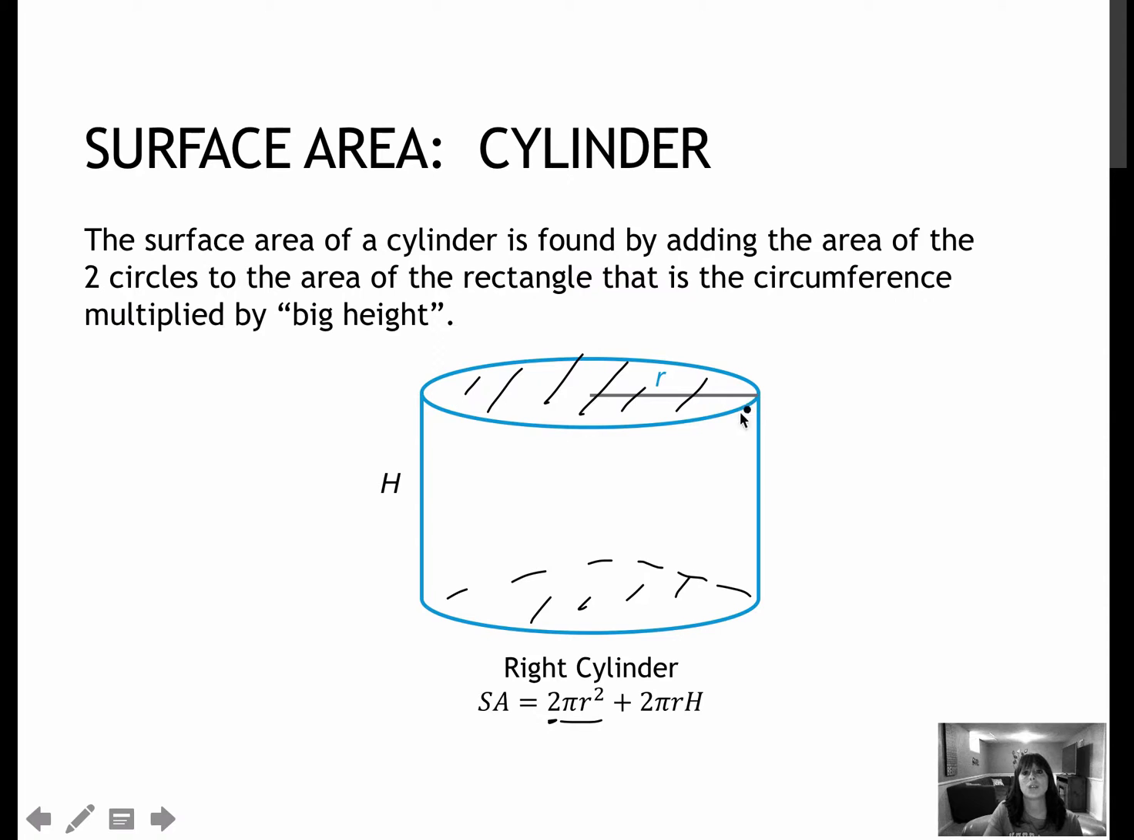And then we're going to find the circumference of this, because if I were to break that open, the middle part would be a rectangle. And this part of the rectangle would be 2 pi r, because it would be whatever the distance around the circle is. And this part of the rectangle would be the height. So 2 pi r times big height.